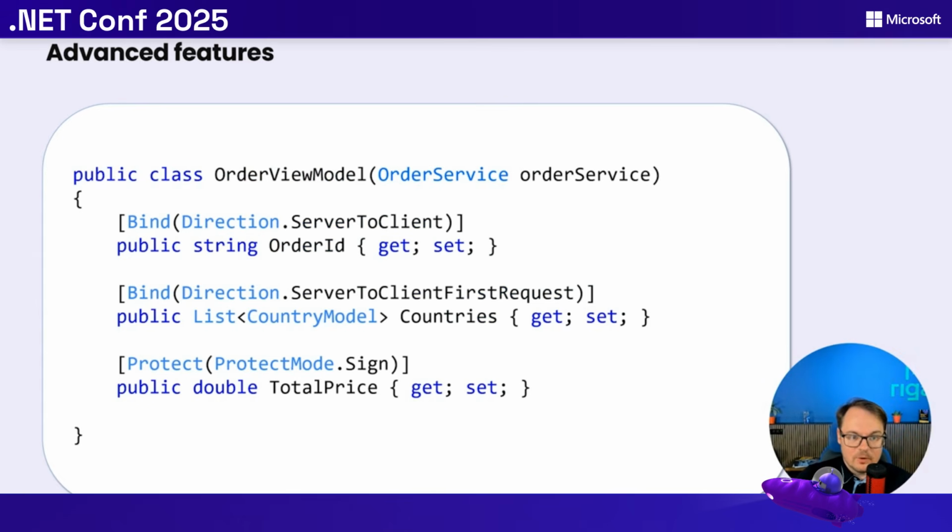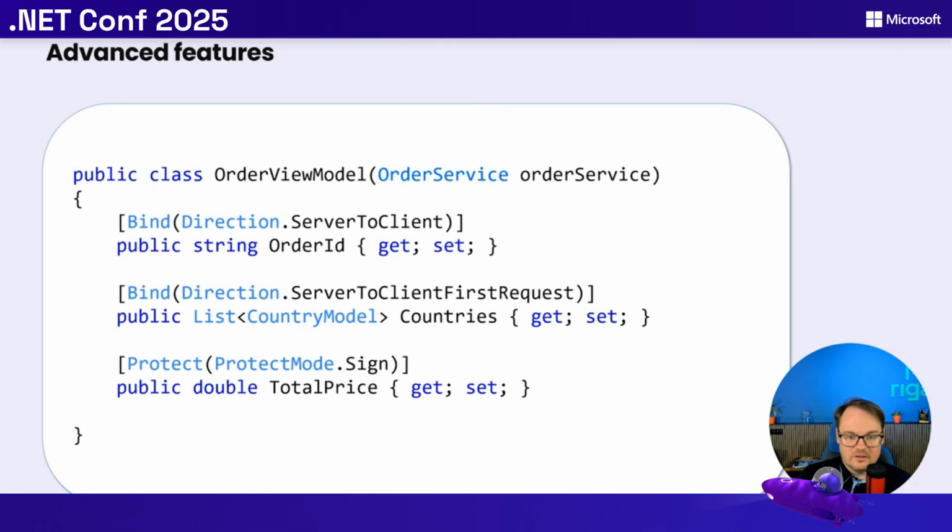As I said, we implemented a couple of advanced features. For example, this first property says bind direction server to client, which means that this property is only sent when it's going from the server to the client. So it's part of serialization. But if the client would send it back, it would be just ignored. So we need to conditionally include some properties based on this attribute.